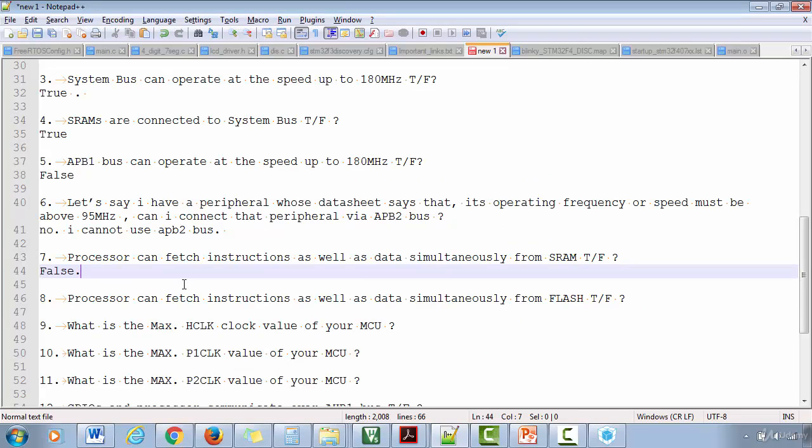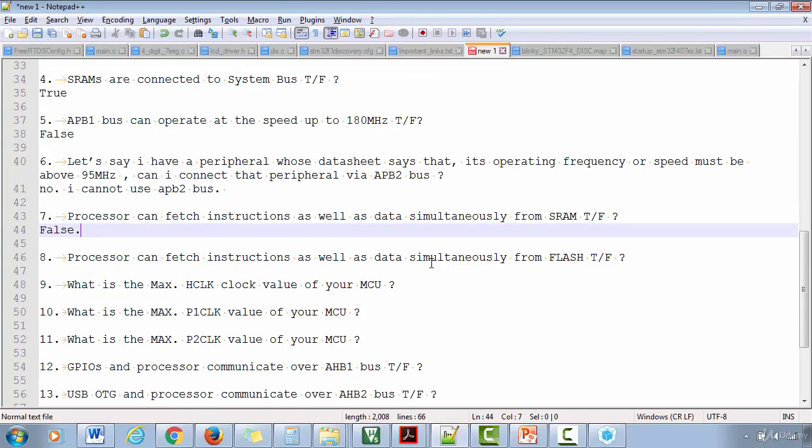So that's not possible. Next: the processor can fetch instructions as well as data simultaneously from flash. True or false?